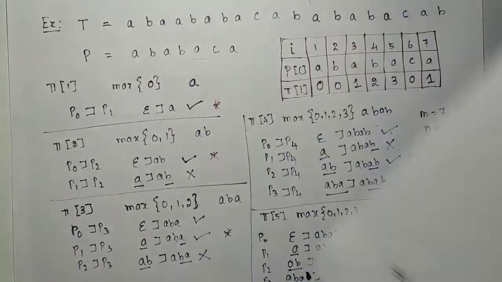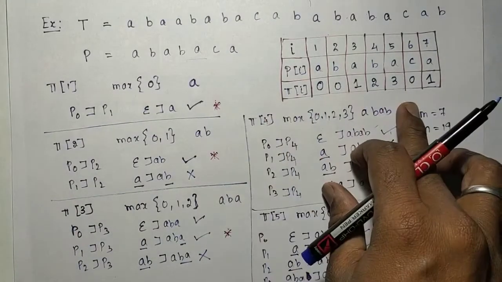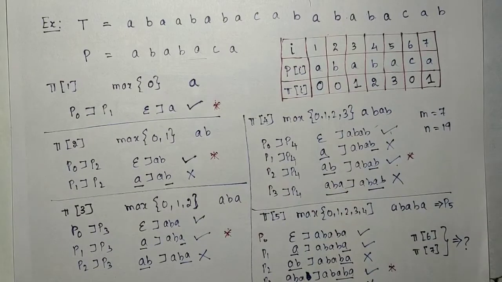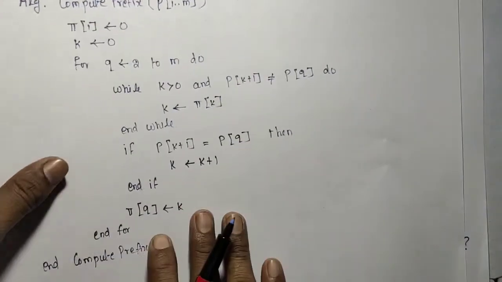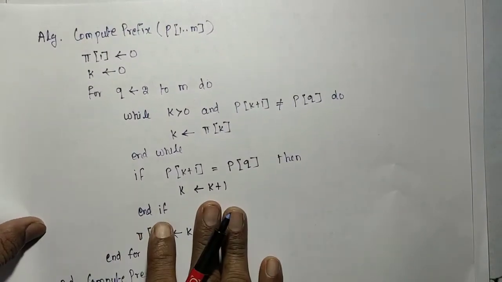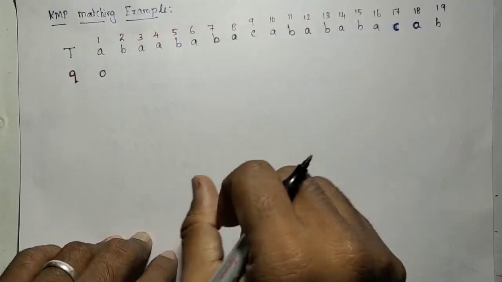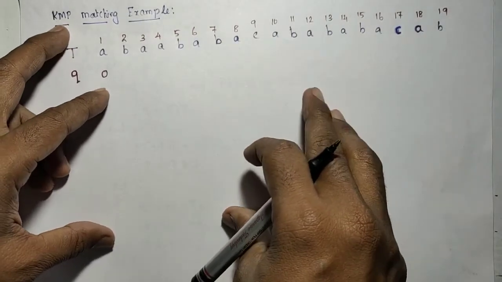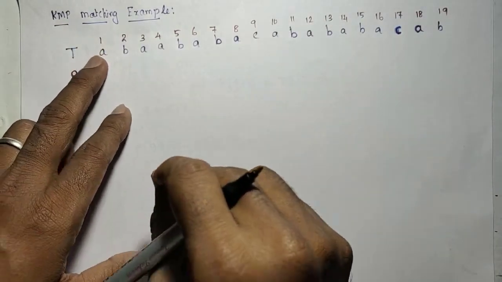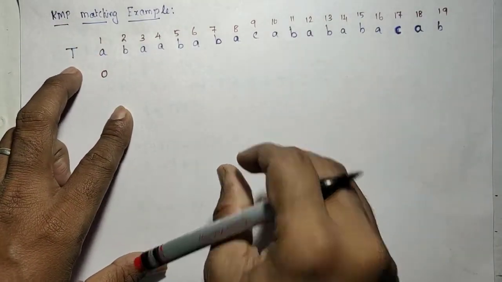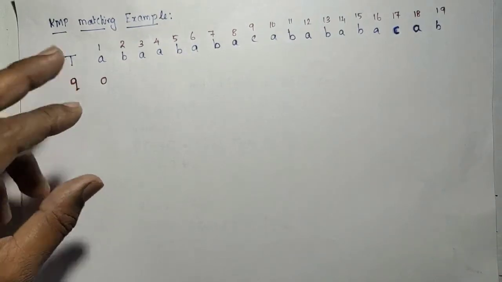Okay, so we computed the prefix. Next we need to do the matching. The matching algorithm is also similar to compute prefix, which we will discuss now. Next we will discuss the KMP matching algorithm example. So we are taking the same pattern.